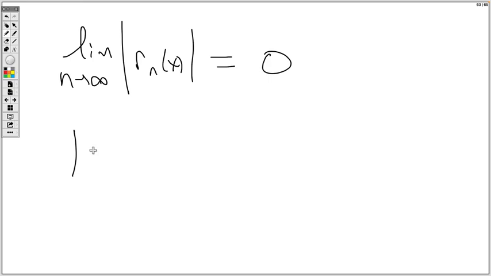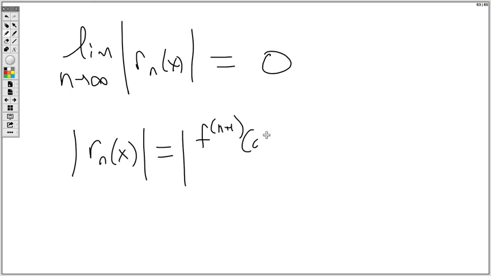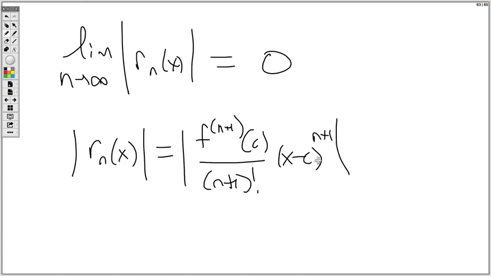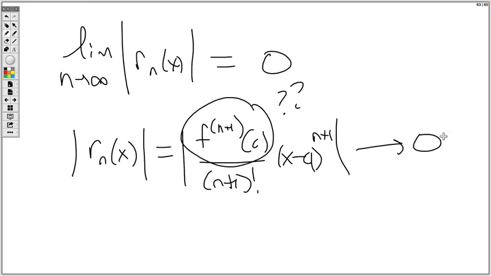And so we would use Taylor's remainder theorem to express the remainder like that. And then maybe figure out what's going on with that and show that goes to 0. So that's how we're going to show that these series converge to the actual function.